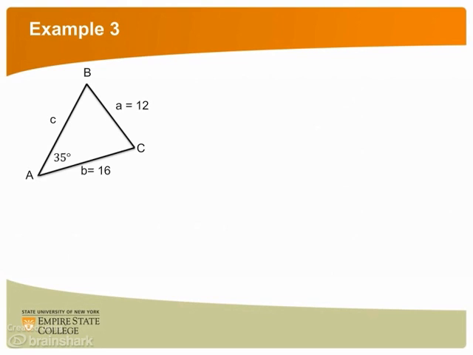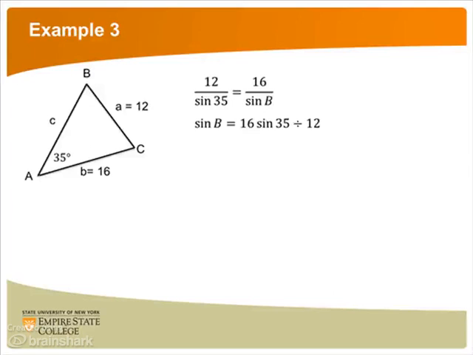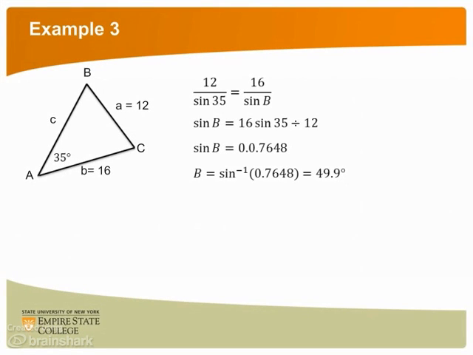What if angle A was 35 degrees, little a were 12, and little b was 16? How many triangles are possible now? We set up the ratios. 12 over sine of 35 equal to 16 over the sine of angle B. Cross multiply and divide. This gives us sine of B equal to 0.7648. Since this is less than 1, at least one triangle is possible. We take the inverse sine of the decimal amount to find that angle B is 49.9 degrees.